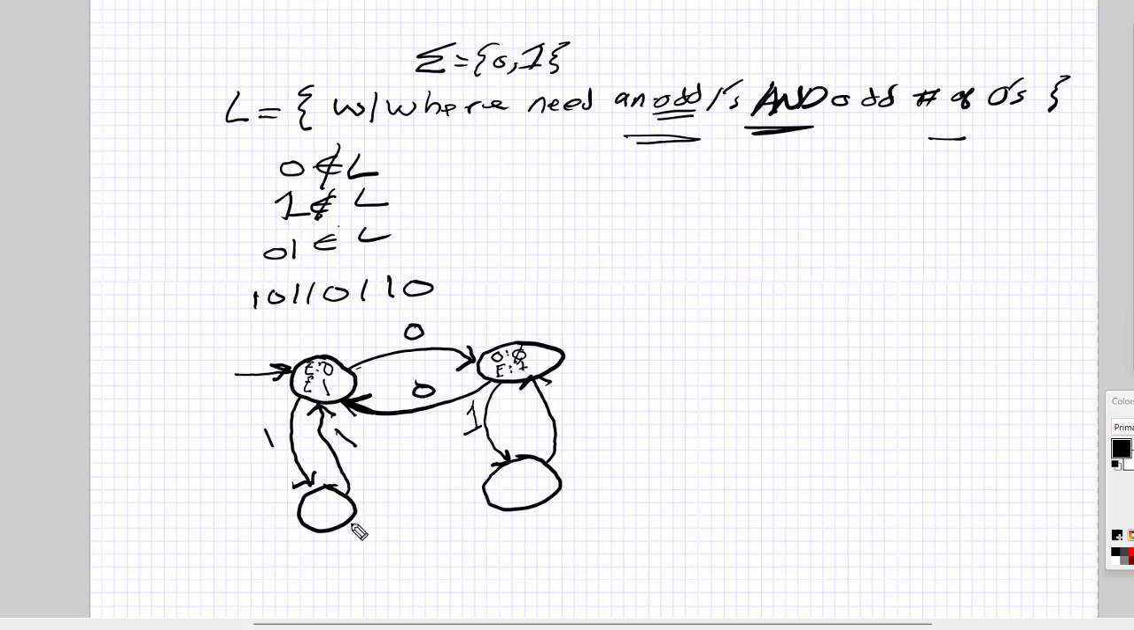Now, let's say that I'm in this state and I read a 0. I go here. If I read another 0, I go back into here. So in this case here, I'll have an odd number of ones and an even number of zeros. Let's keep the zeros on the top. Even zeros, odd ones.